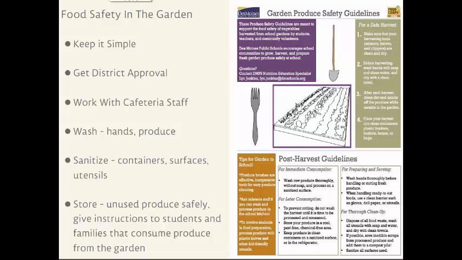So, again, we can share resources like this for any other specific districts that are interested in making their own. There are tons of other really great food safety, garden produce safety documents from districts all across the country.